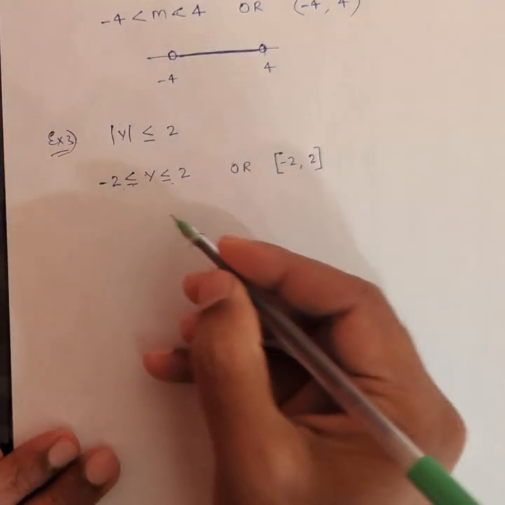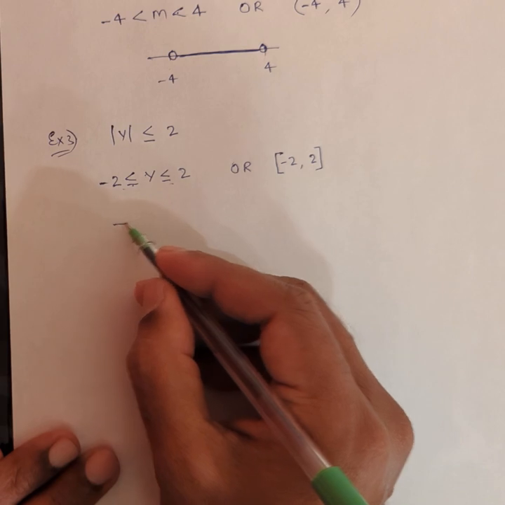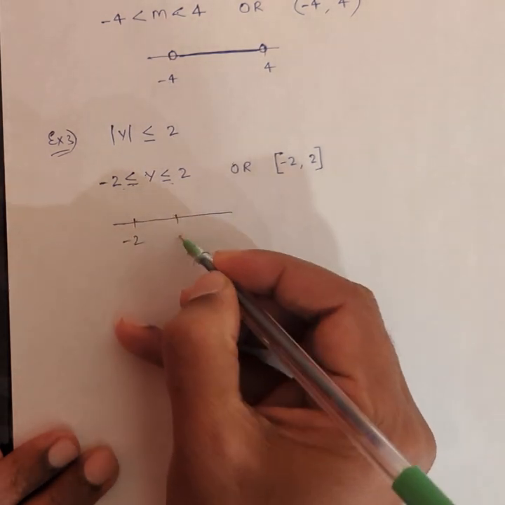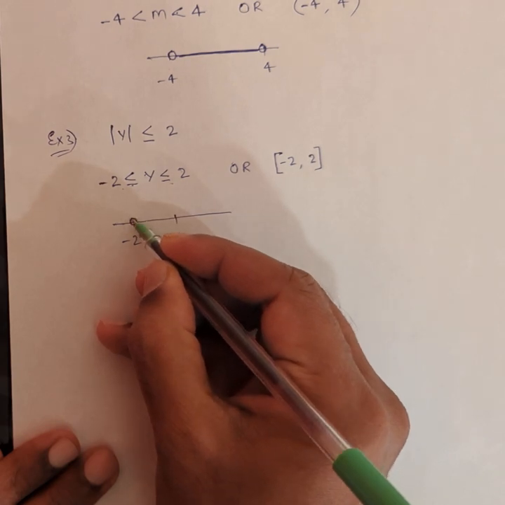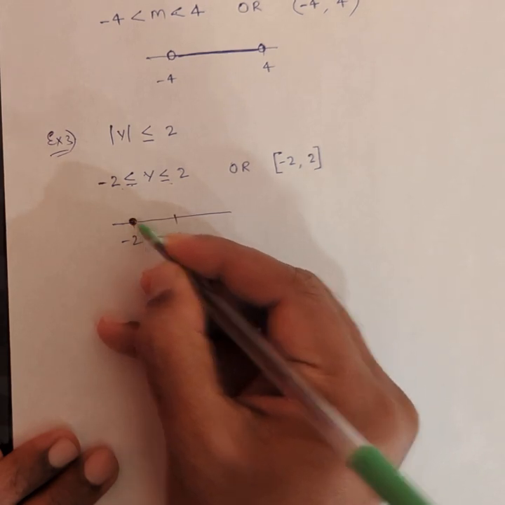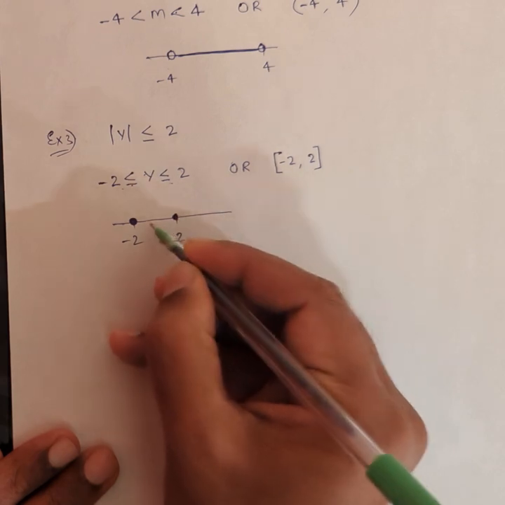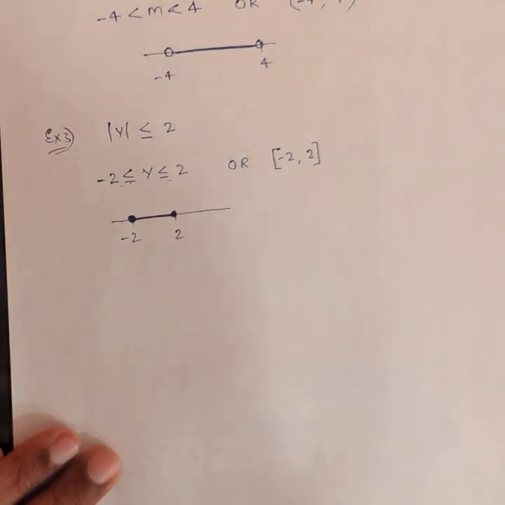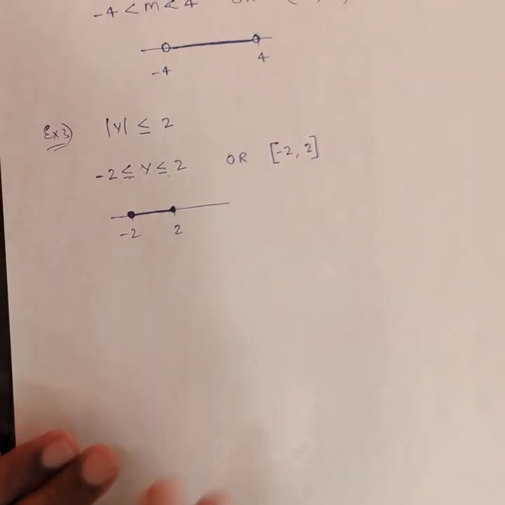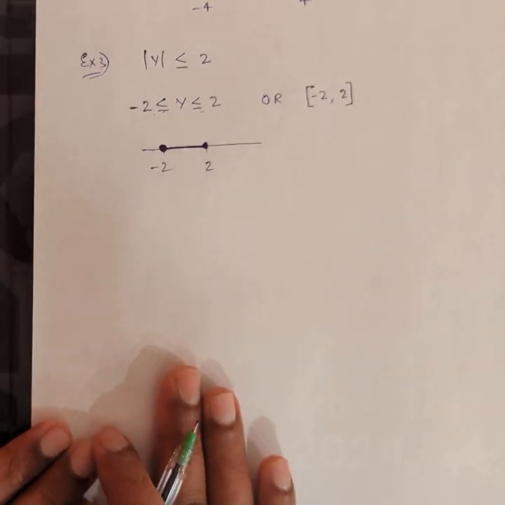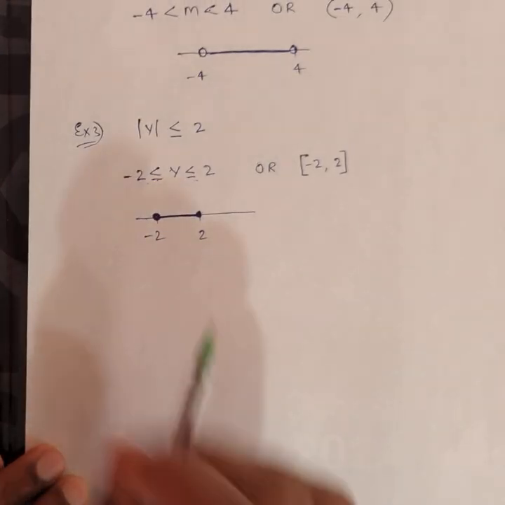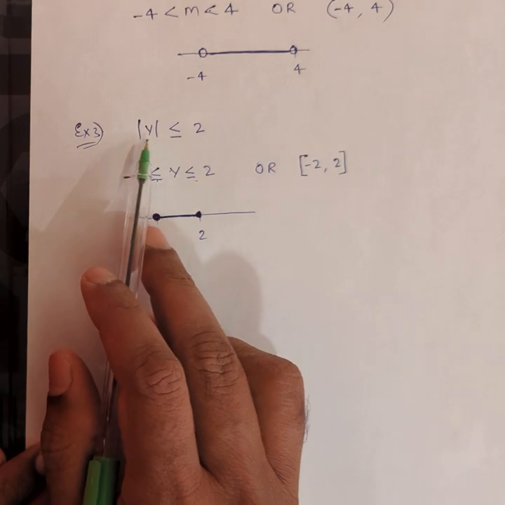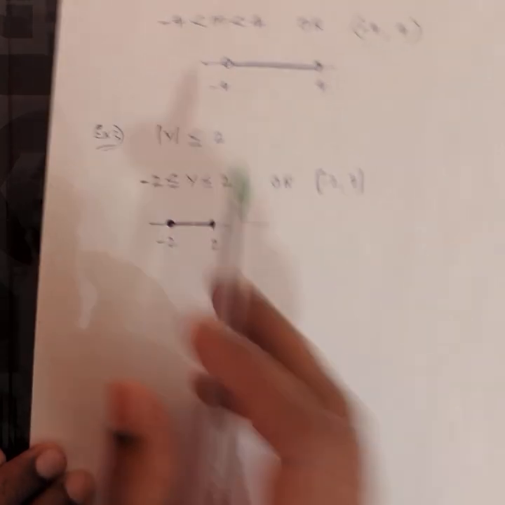negative 2, positive 2. And how would I graph that? This time it's negative 2 to positive 2, but I'm going to include the boundaries. All right. So we looked at 3 examples where the left side was quite simple. All I had was absolute value of the variable.